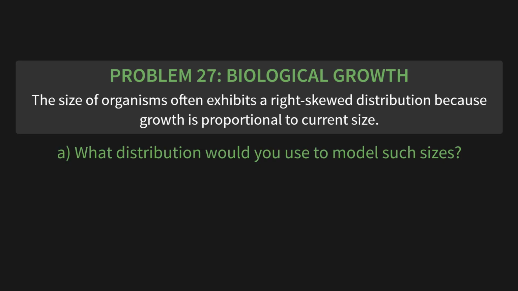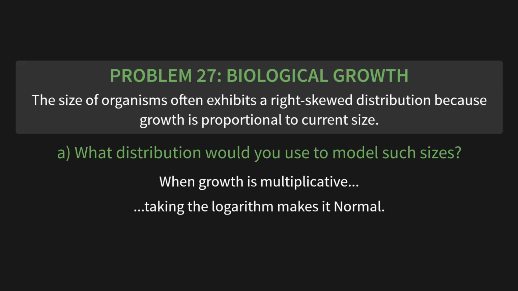Moving on to problem 27. Biological growth. The size of organisms often exhibits a right-skewed distribution. Why? Because growth is proportional to current size. So, Part A. What distribution would you use to model such sizes? Here's a hint. When growth is multiplicative, taking the logarithm makes it normal.